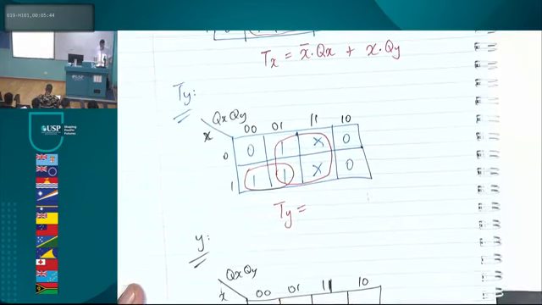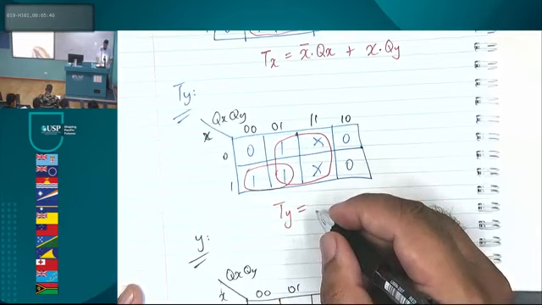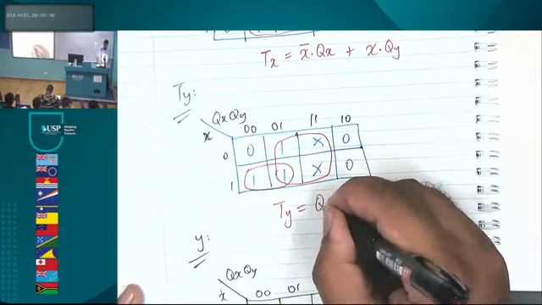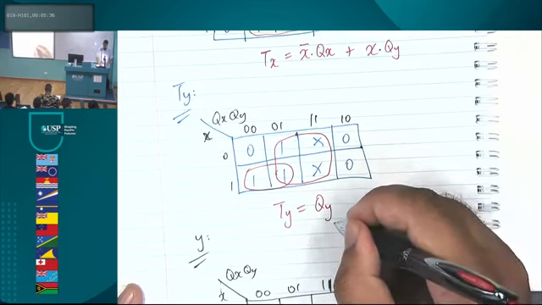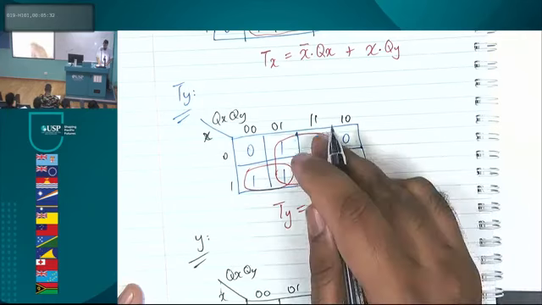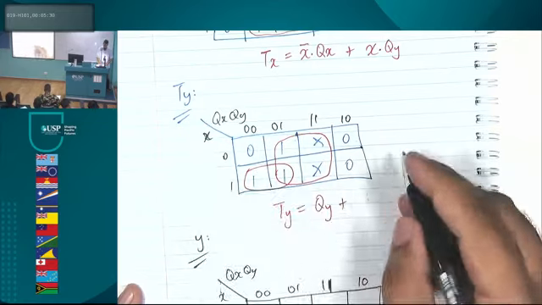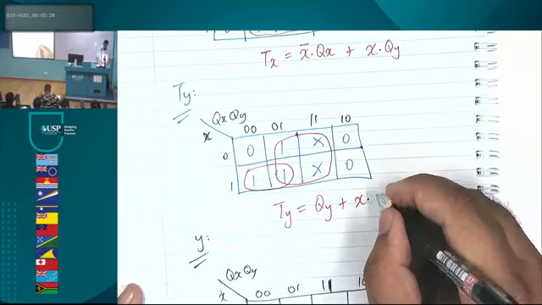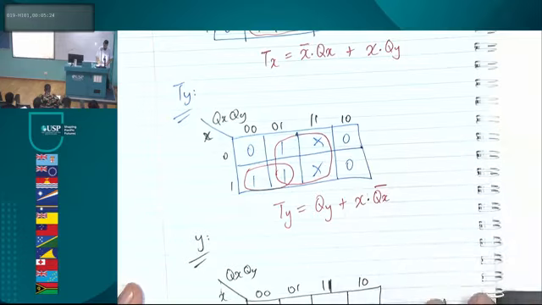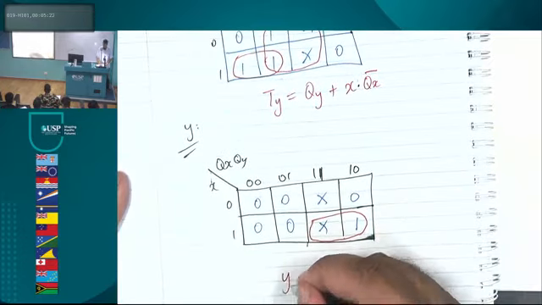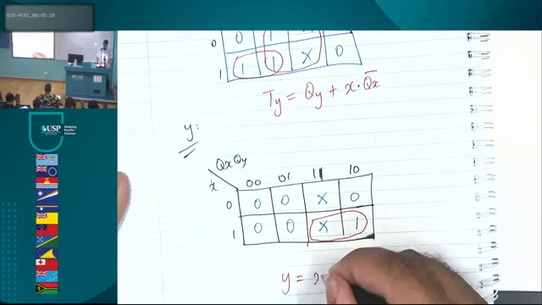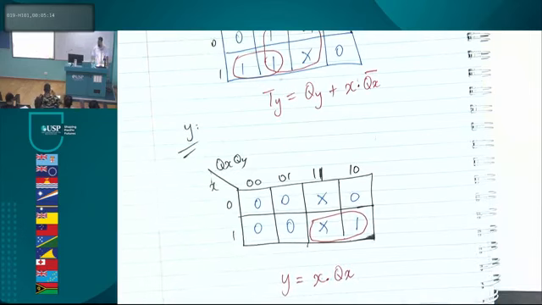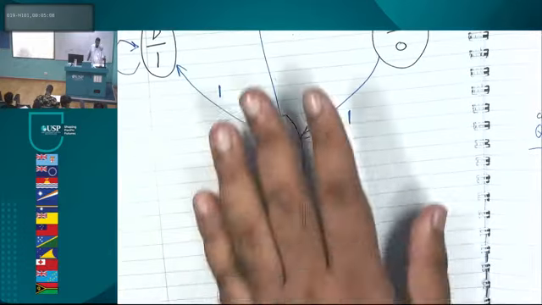Ty will equal to Qy, is that the big one over there, Qy? Qy, or x and Qx bar. And what do you have for y? Y will equal to x and Qx. Okay, so that's how you do it. Now, we're almost out of time. Let's have a look at this one.